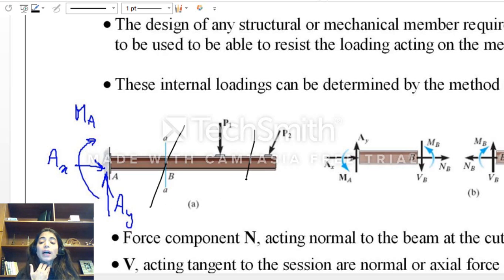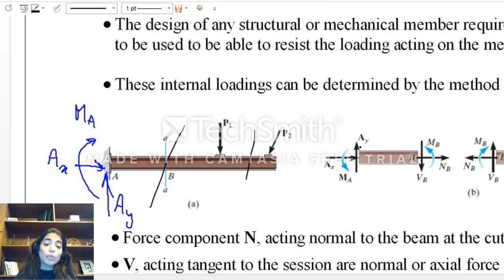So why, guys, do I want to show you this example? Because I want you to make sure that whenever you are finding M of x, you should include also MA. So don't forget this moment reaction. For example, if I take the first cut, then this should be my V, this should be my N, and this should be my M. And I want to find the bending moment M. M basically, guys, will be equal here to minus MA, okay, because they have the same direction.